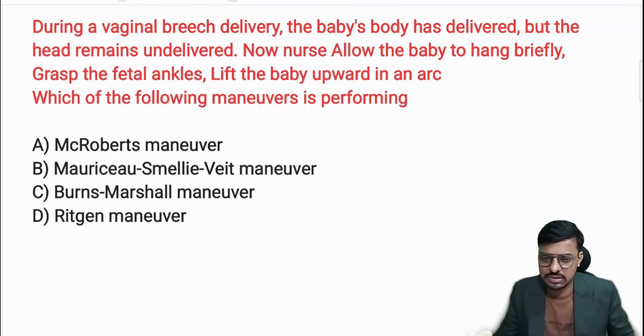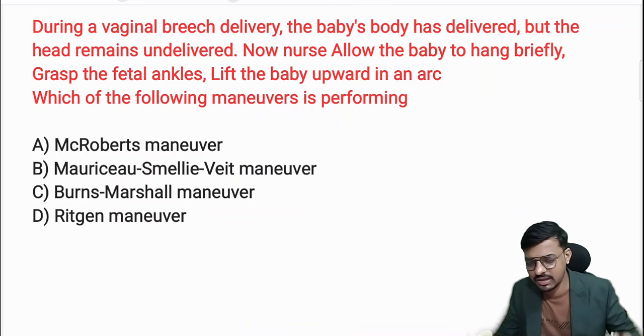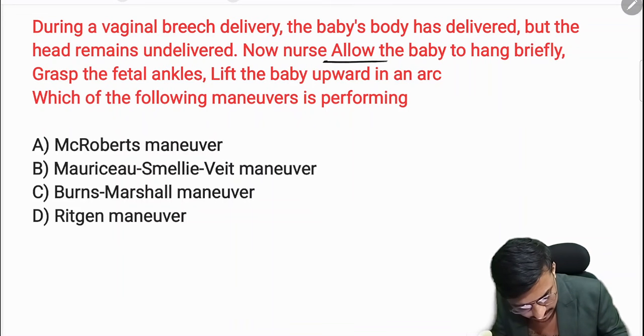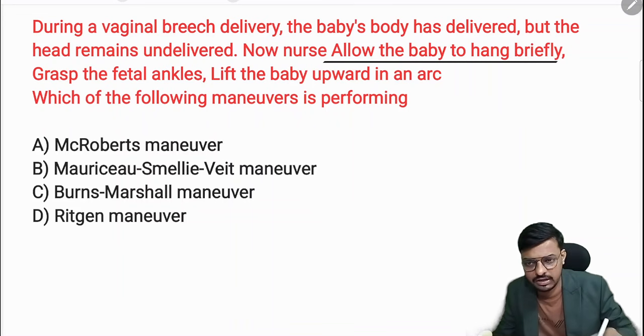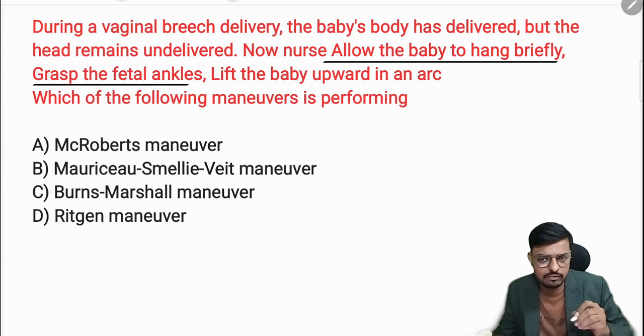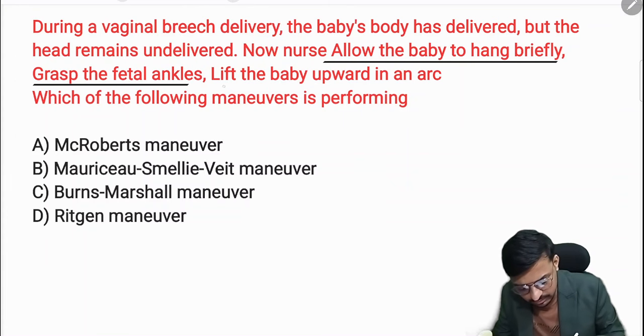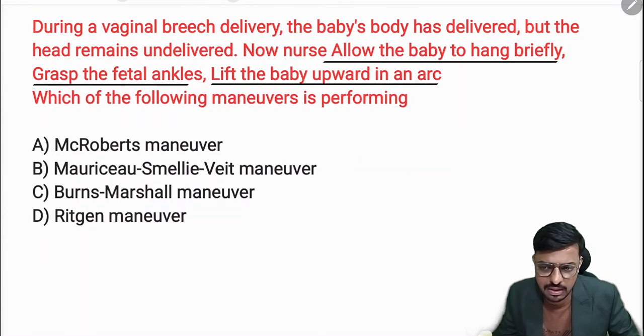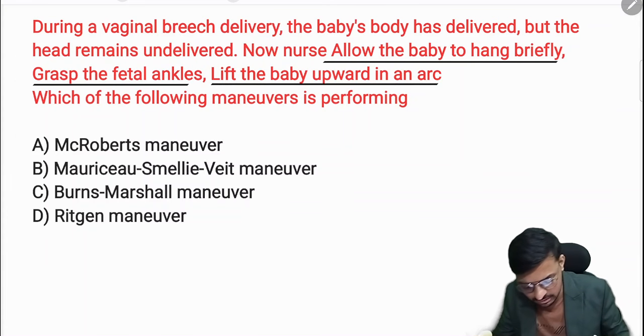During vaginal breech delivery, the baby's body has been delivered, but the head remains undelivered. The head is still inside the vaginal cavity. Now the nurse allows the baby to hang freely and grasps the fetal ankles, and along with that lifts the baby upward in an arc. The same question as before. Which of the following maneuvers is being performed here?